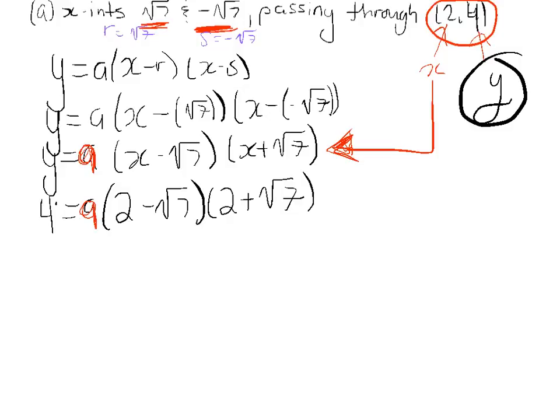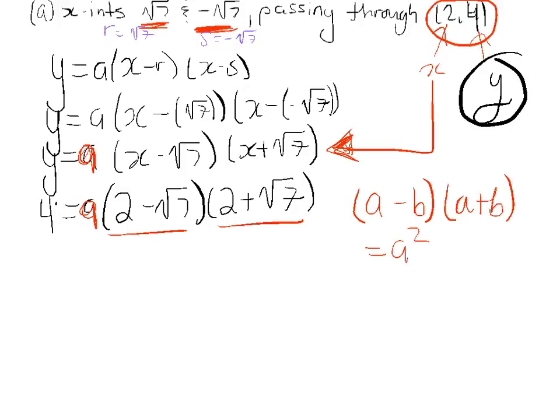To do that, recognize that we have 2 minus root 7 and 2 plus root 7. So in order to expand this binomial, we'll use the shortcut that a minus b times a plus b is equal to a squared minus b squared. So the product of a sum and a difference is equal to a difference of squares. So we have 4 is equal to a, 2 squared, so our a squared is 4, minus, and then we have square root of 7 times the square root of 7, which is equal to 7.